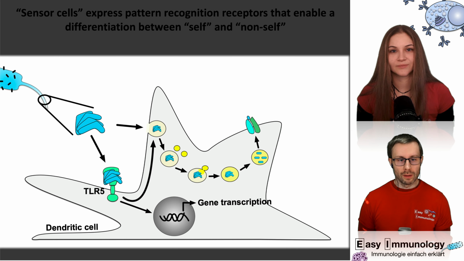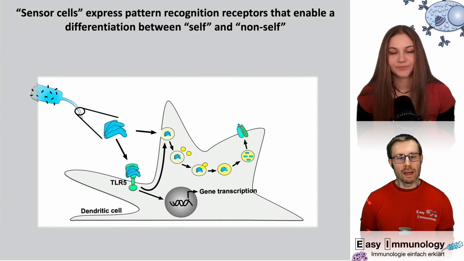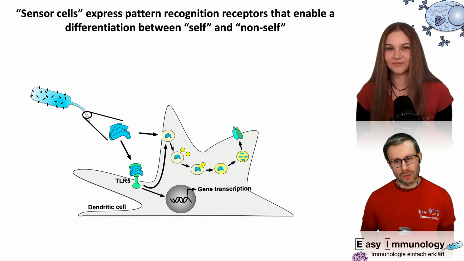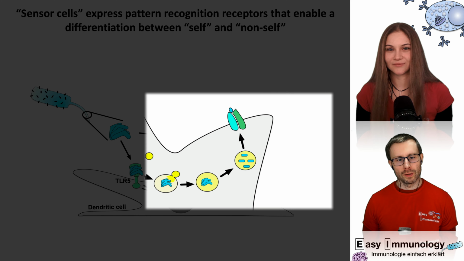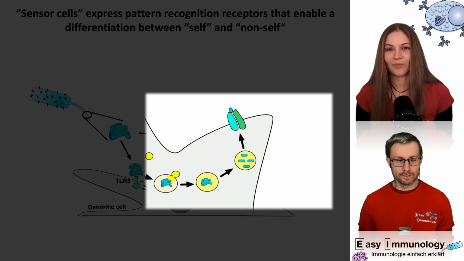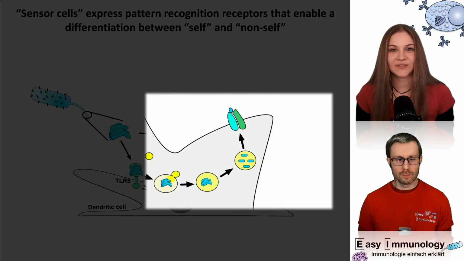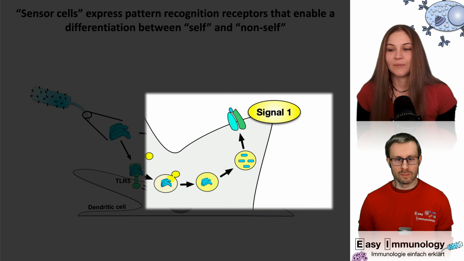stuff from its surrounding, degrades it into peptides, and these peptides are then presented on the surface of the antigen-presenting cell. So by taking up these pathogens and processing them into peptides and showing these peptides on these MHC molecules, the antigen-presenting cell shows on its surface what it has taken up and what it is also dealing with on its inside. And actually, this is already the first signal to activate T cells, because T cells need 3 different kinds of signals to become activated.